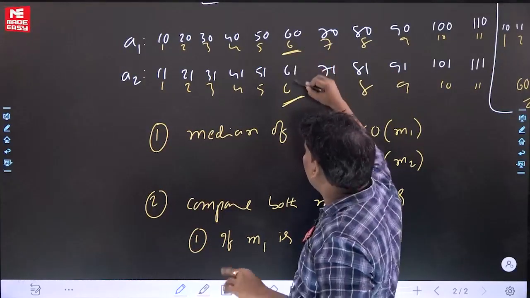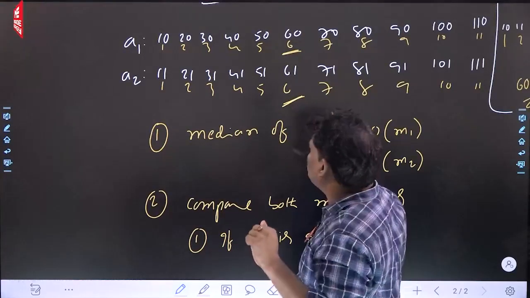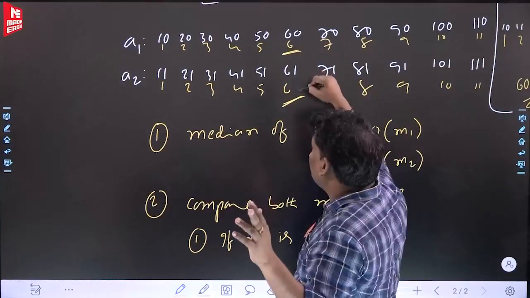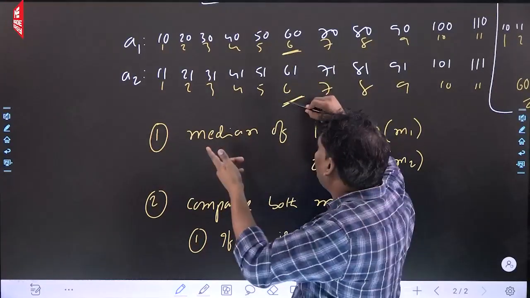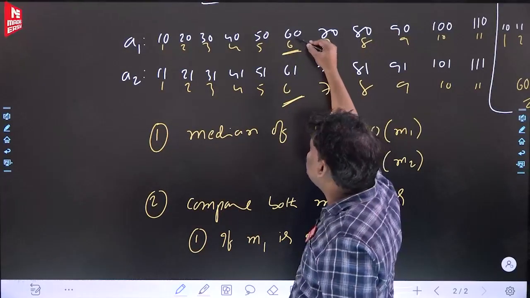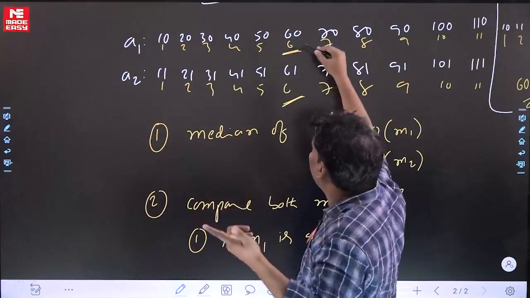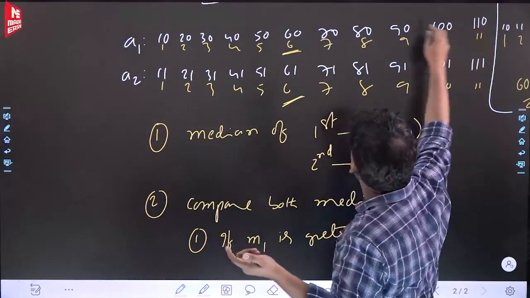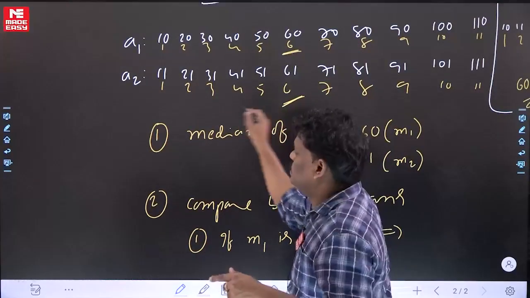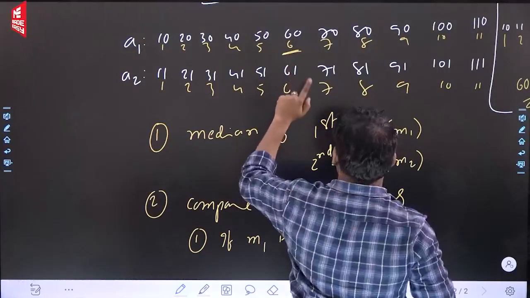M1 is 60, M2 is 61. Comparing M1 and M2, who is bigger? M2 is bigger. M2 is bigger means where can the union median be? I think because this person is smaller, the union median may be in the right half of this, because these are greater. Comparing M1 and M2, if M2 is bigger, what is the meaning?